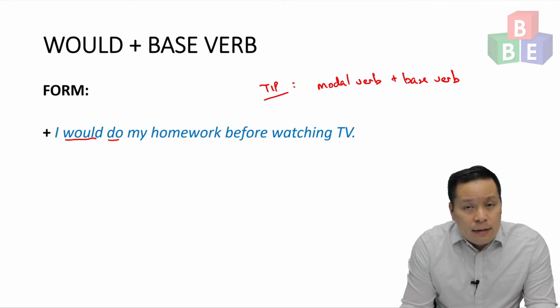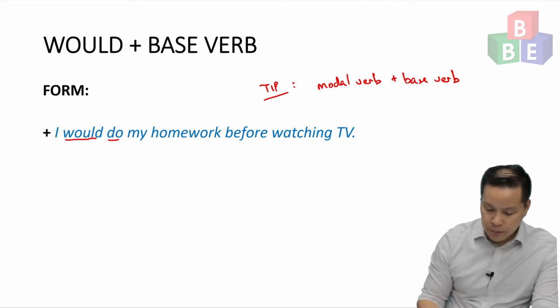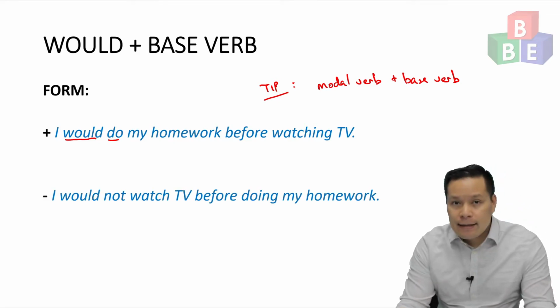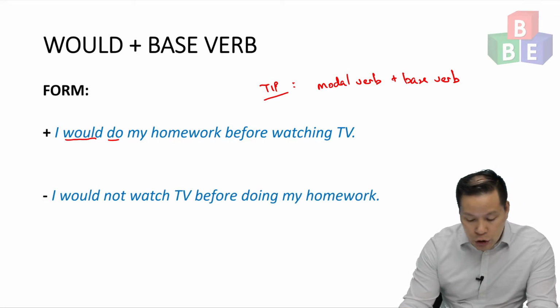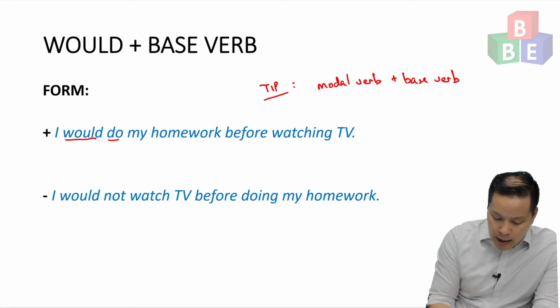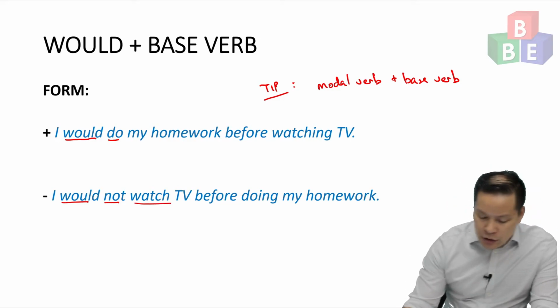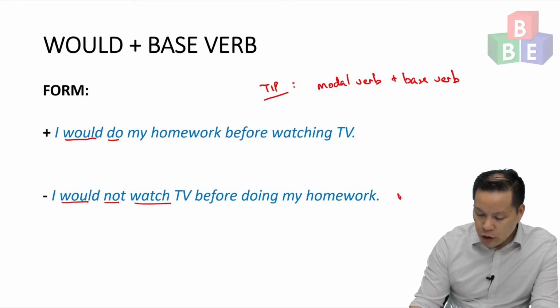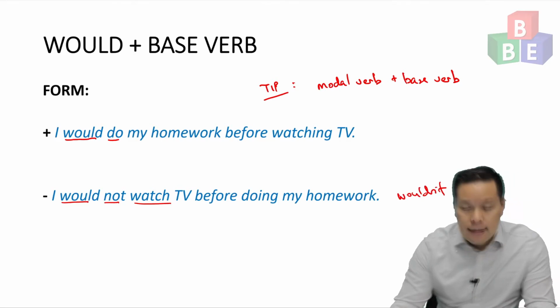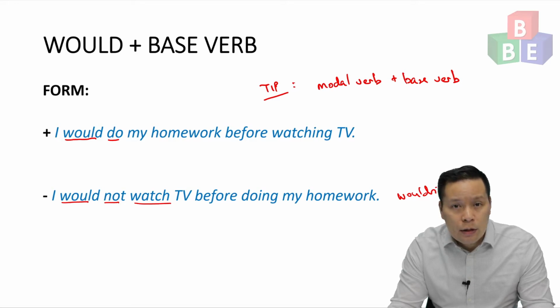With the other pronouns, it is exactly the same. I would do, she would do, they would do, you would do. In the negative statement form, I would not watch TV before doing my homework. I would not watch TV. Don't forget to use the contraction wouldn't in this case. Similarly, with the other pronouns, it is exactly the same. I wouldn't, you wouldn't, they wouldn't, he wouldn't.